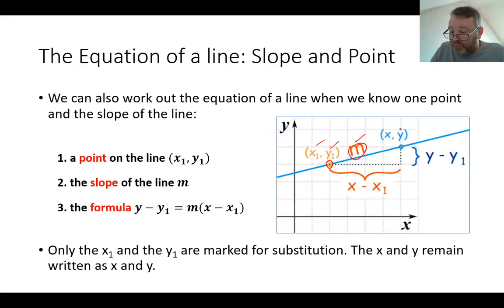What about poor xy? Well, we don't know what the value of this one is here, so we leave xy alone. You only ever substitute for x's and y's that are marked for substitution. Y minus y1 equals m times x minus x1. So the y1 and the x1, they are marked for substitution. The x and the y that don't have any numbers attached to them as subscripts, leave them alone. Okay, so give you an example.